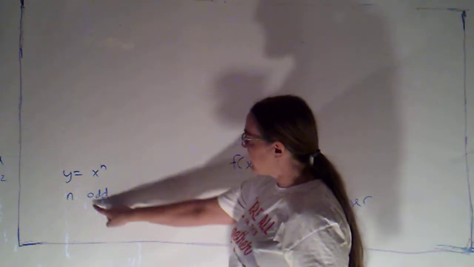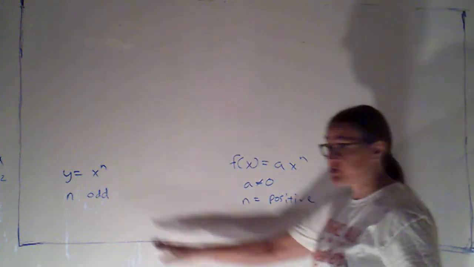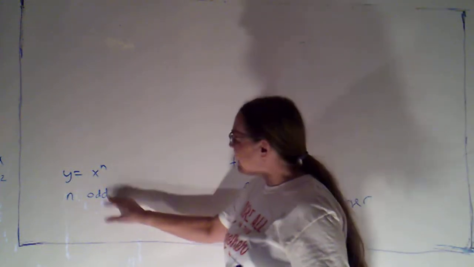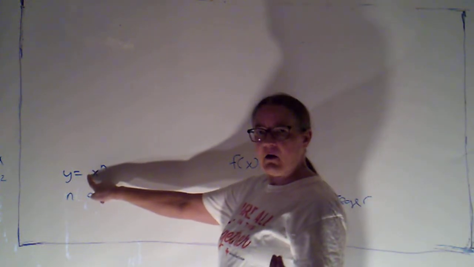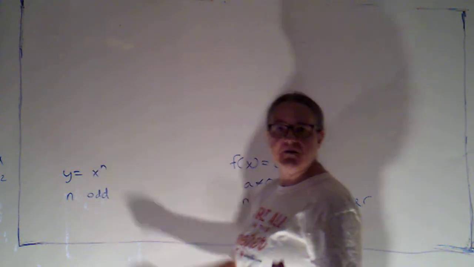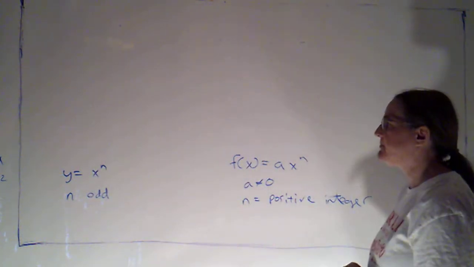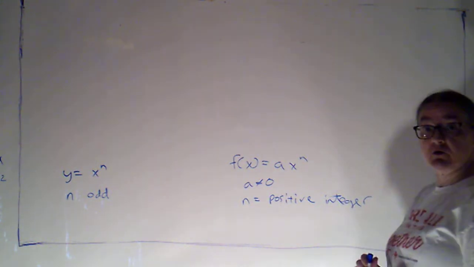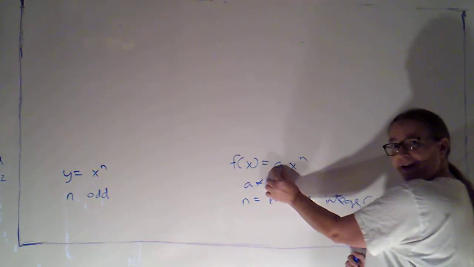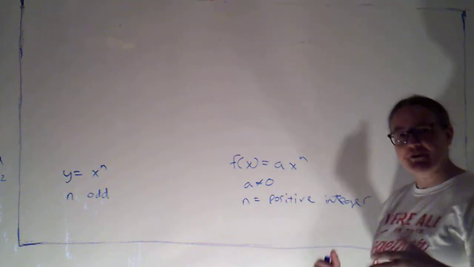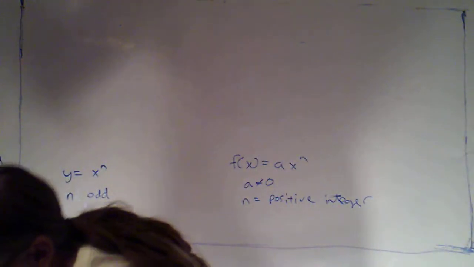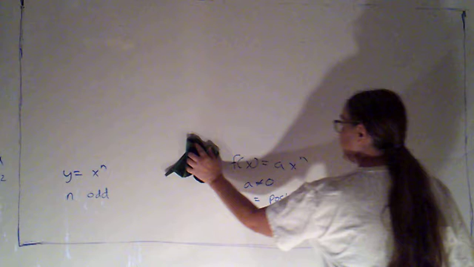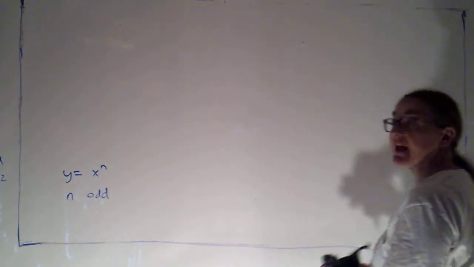I'm specifying that I want n to not only be a positive integer, but I want it to be odd. And I'm looking, at least for right now, at power functions where the coefficient is just 1. Okay, I want to take a look at those graphs, see what I can say about those graphs, and then I know what multiplying by a number does. It's going to either vertically stretch or shrink things, and if a is negative, it would flip them as well.